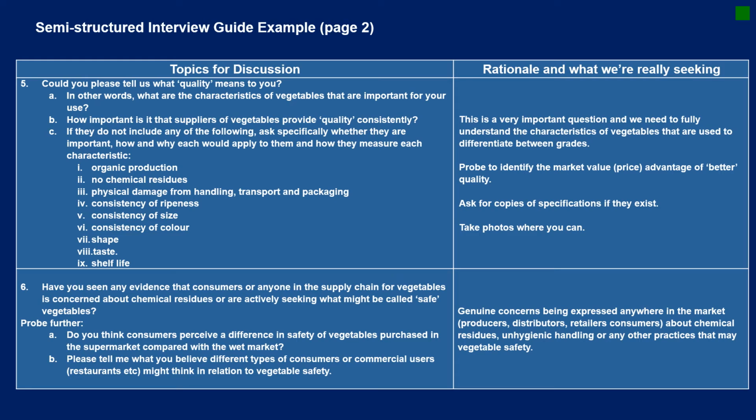Always structure your discussion so that the most sensitive topics, such as price, are discussed last, and develop techniques for asking them in non-threatening ways. For example, you might ask, "Oh, and by the way, can you tell me the types of prices that you would typically pay for mango?"